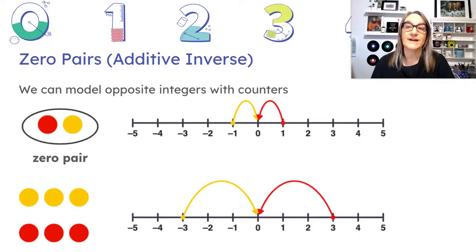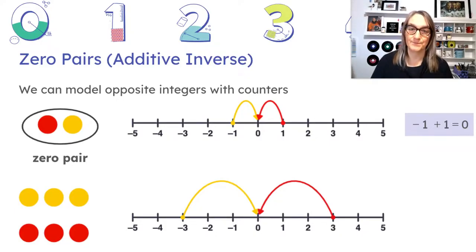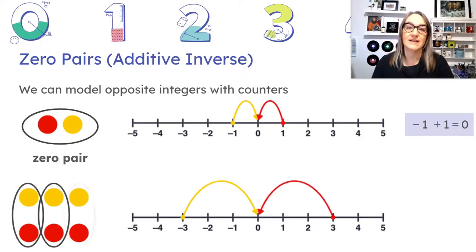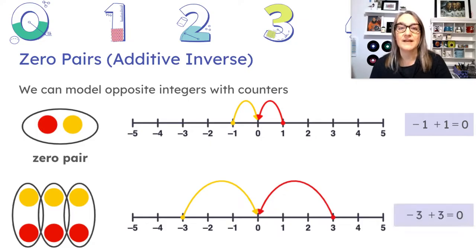And we can also write this as an equation that looks like this. -1 plus +1 equals 0. Now, if we look at our other model, we see we have 3 zero pairs, and we can write the equation -3 plus +3 equals 0.